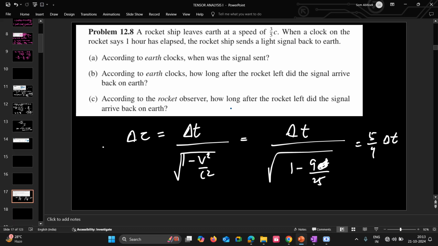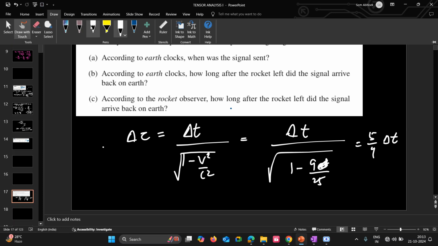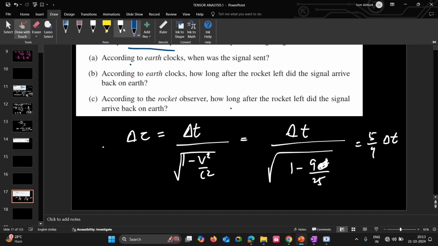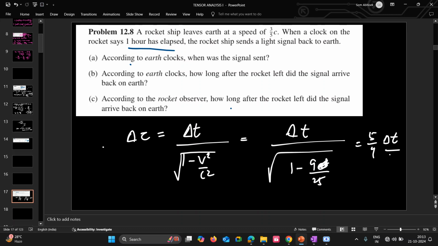So what is Δt here? When a clock on the rocket says 1 hour has elapsed. So 1 hour has elapsed, so I can put in place of Δt 1 hour. This is the time in the rocket. This is the time on Earth, the proper time.